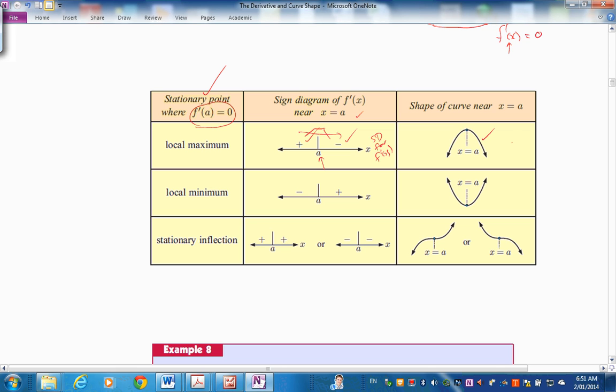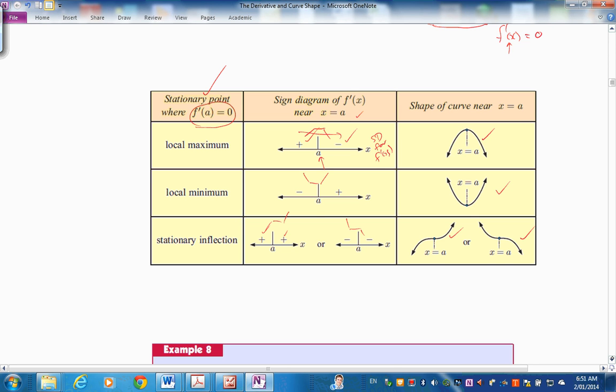This is a summary of what we've just been doing. Local minimum is going to be negative, flattening, positive. That's going to look like that. And then the stationary inflections, positive on either side means like that, negative, flattening, negative, so there we have it. Gee, we have a good detecting mechanism now, haven't we, with the derivative. We can really find what this function is doing, and we can see why it's doing it.